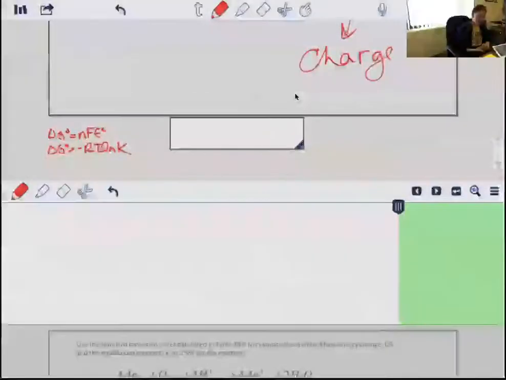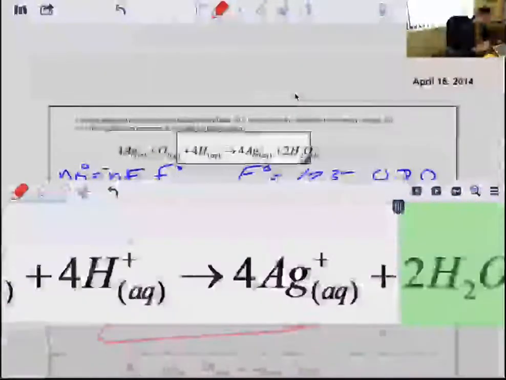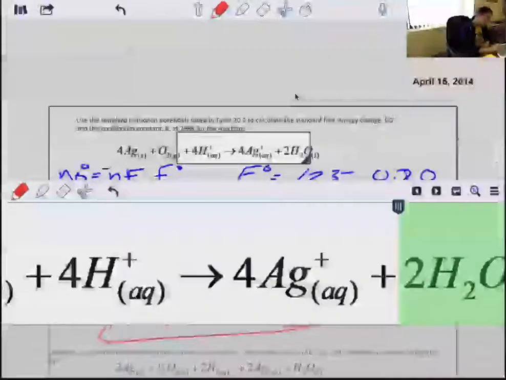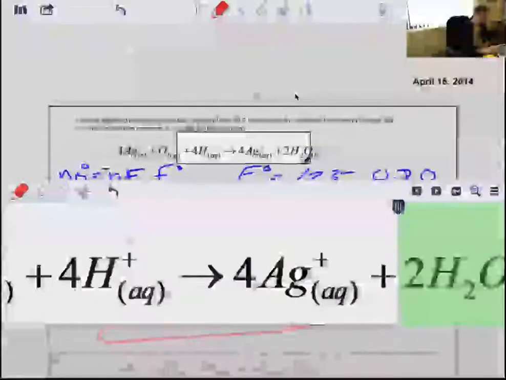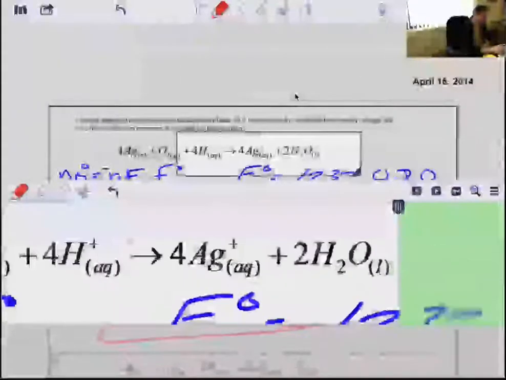All right, so we start off with knowing our E naught. If I need to know my E naught, that means I need to know which one's the cathode and which one's the anode. If we look at that reaction, it's actually down here at the bottom. I have my 4 Ag plus O2. It's going to go to Ag plus and 2 waters.